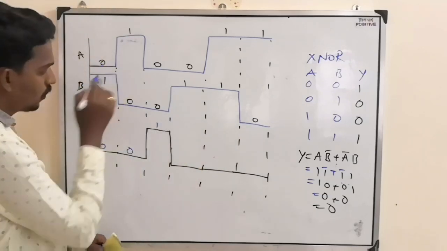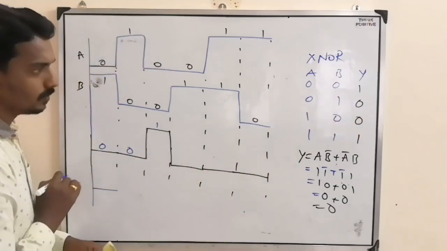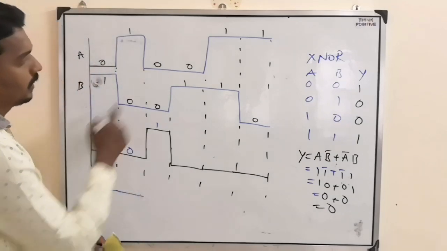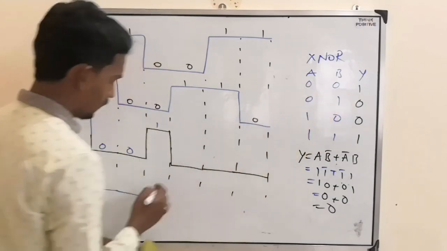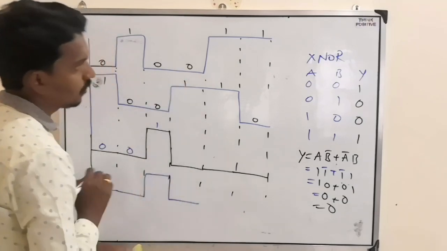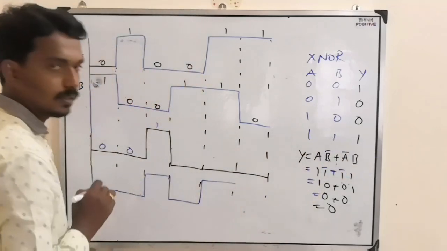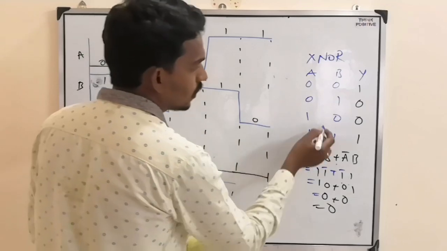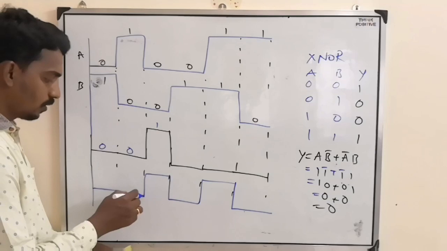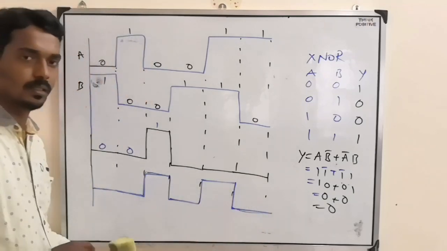First 0 1, output 0. For 1 0, 0. Then for 0 0, the output is 1. Then for 0 1 again 0. For 1 1, again 1. Then for 1 0 again 0. So 0 1 0 1 like this.